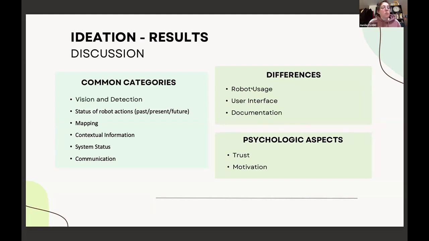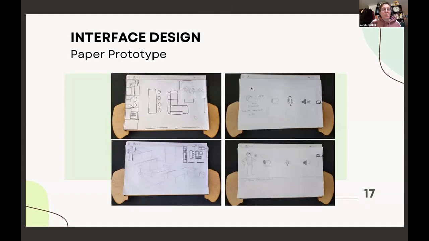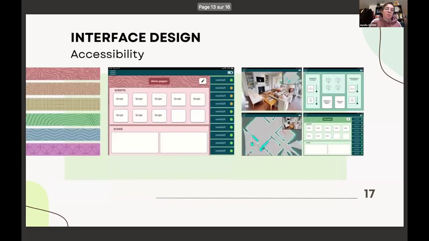So from that, we had a design and prototyping phase with, for example, paper prototypes. We also considered the accessibility of the platform. We paid attention to the sizes of the buttons and the interactive elements. We also considered colors and contrast. And since we had, for example, colorblind people in the team, we added patterns to the colors.